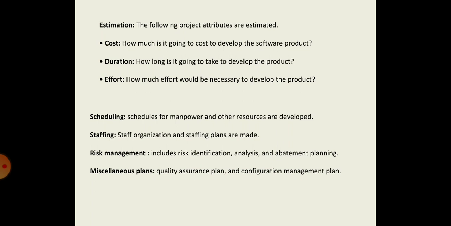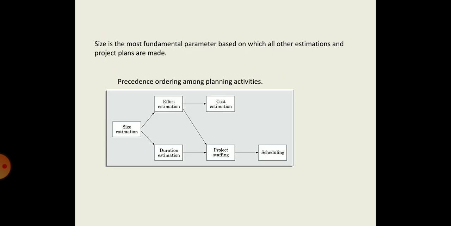And the last one is the miscellaneous plans, that is, several other plans such as quality assurance plan, configuration management plan, etc. that have to be done in the estimation phase. And all these estimations are made based on the size of the project. So size of the project is an important, fundamental parameter based on which all the other estimations are made.